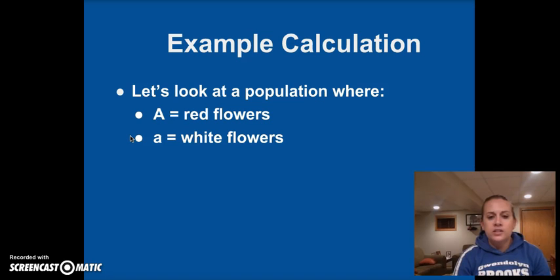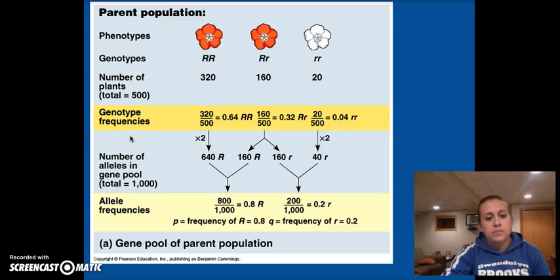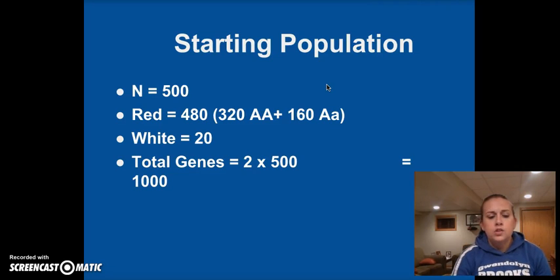So we're going to look at an example population. We're going to focus on flower colors. Capital A is going to be red flowers, lowercase a is going to be white flowers. So real quick, before we start looking at all the math, this population has 500 total plants. 320 of them are homozygous dominant for red, 160 are going to be heterozygous for red, and then 20 will be homozygous recessive for white.